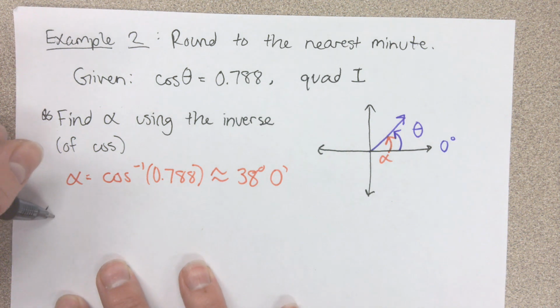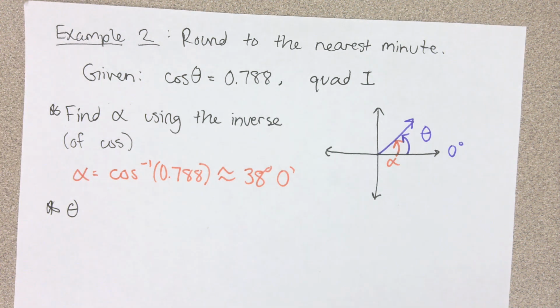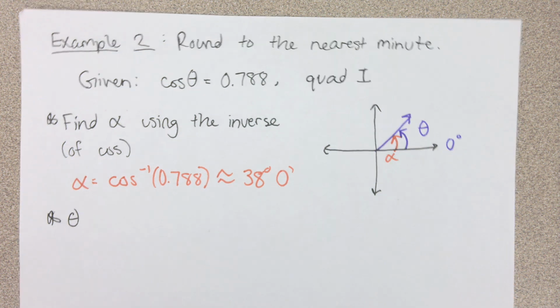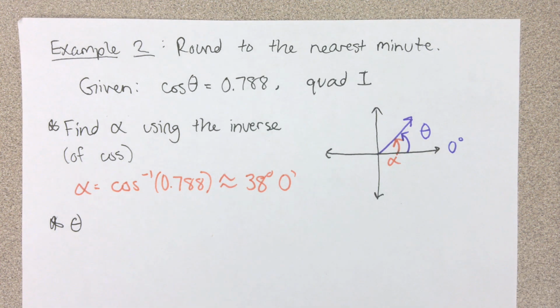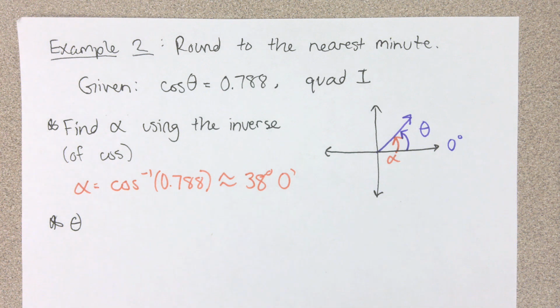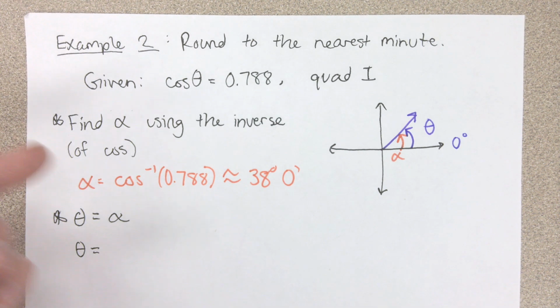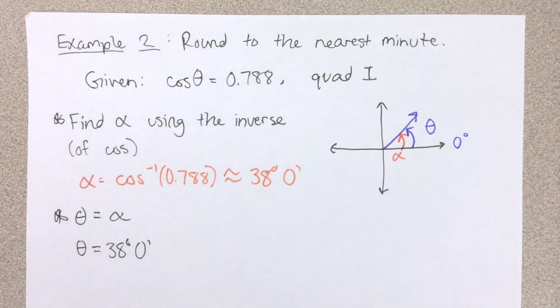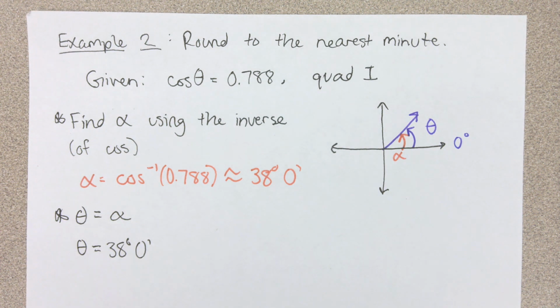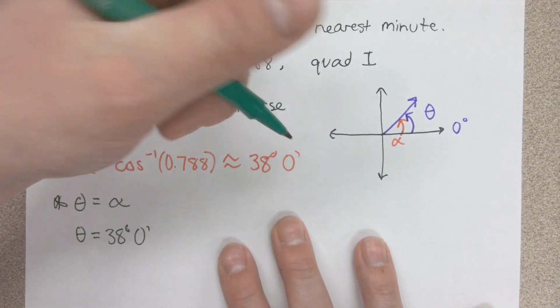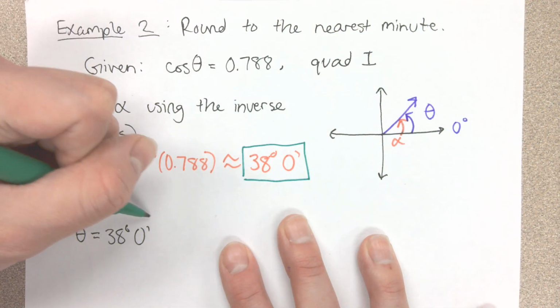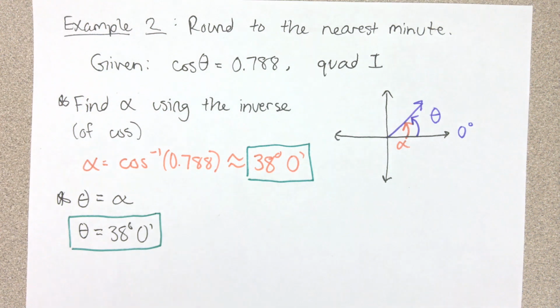Next we find theta. And these are those same old quadrant rules that we used on that whole last test. We're in quadrant 1. Alpha and theta are clearly representing the same angle. So this time theta is actually just equal to alpha. So no extra math here. Theta is 38 degrees, 0 minutes. This process becomes very automatic after a while. You just have to know the steps.